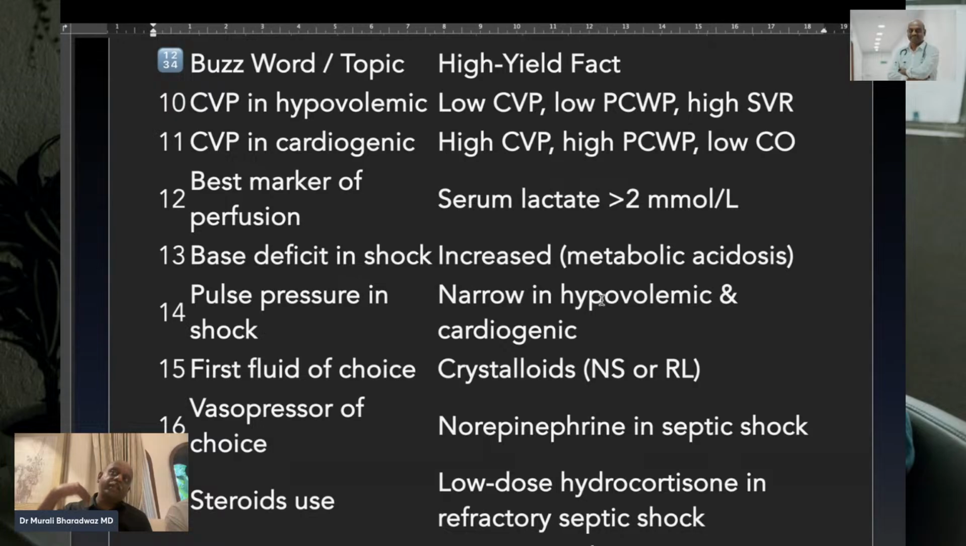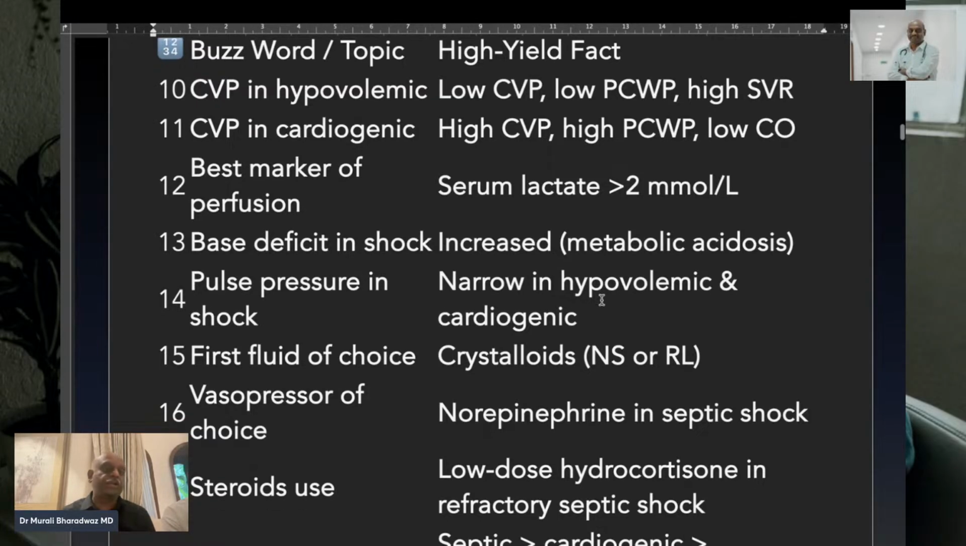So back pressure in the jugular vein will increase. This side, left atrial pressure will increase. Left atrial pressure is reflected by pulmonary capillary wedge pressure. So high CVP, high PCWP, low cardiac output is equal to cardiogenic shock. Cardiogenic shock is what you need to remember.